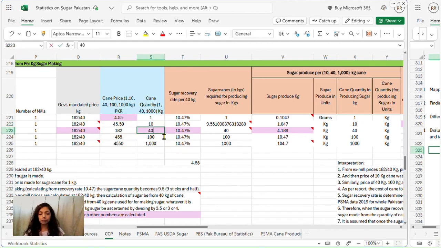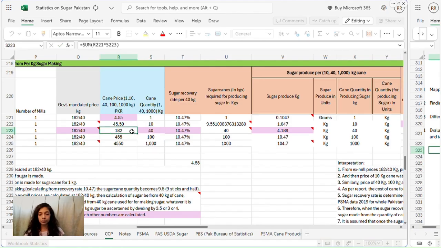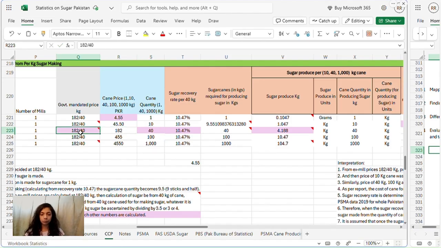Same goes for 40 kg of cane. For 40 kg of cane, the price is 182. That is the benchmark set. And then the other prices that we have derived on our own. For 1 kg of cane, the price is 4.5. For 10 kg, 45.50. For 40, 182. That is the benchmark. Now, all these in purple I've highlighted as the main numbers, and then the others are derived numbers, just for my understanding and the reference.